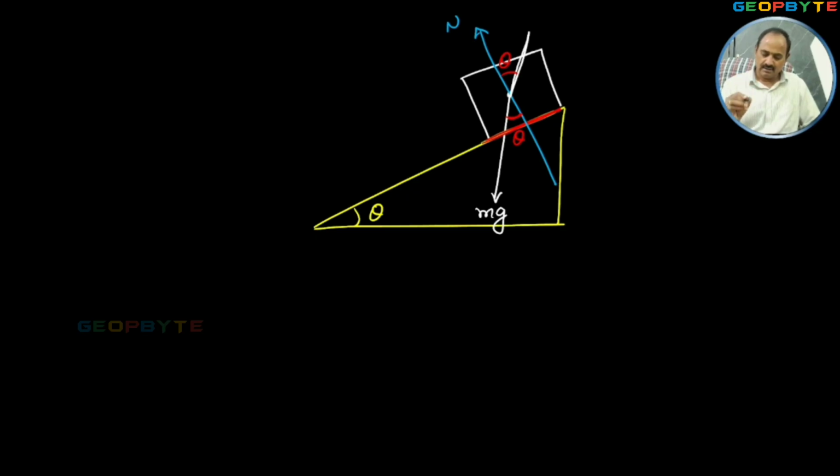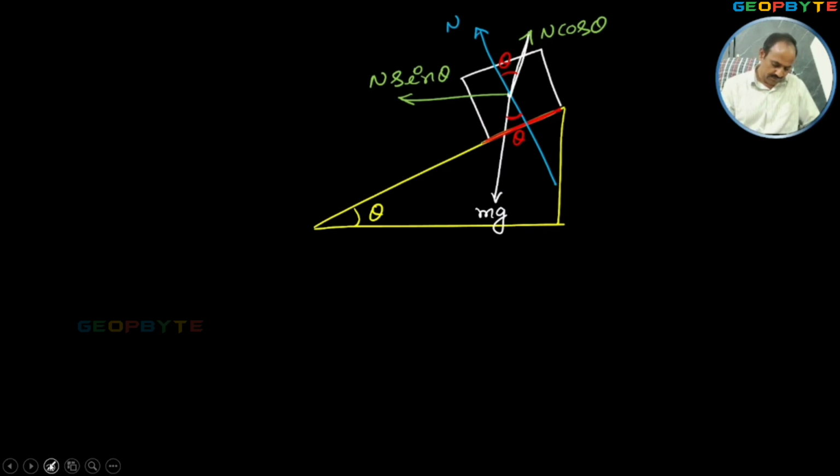Since the normal reaction is developing at an angle theta, it has two components of normal reaction. One is N cos theta, and perpendicular to that, that is horizontal, this is N sin theta.